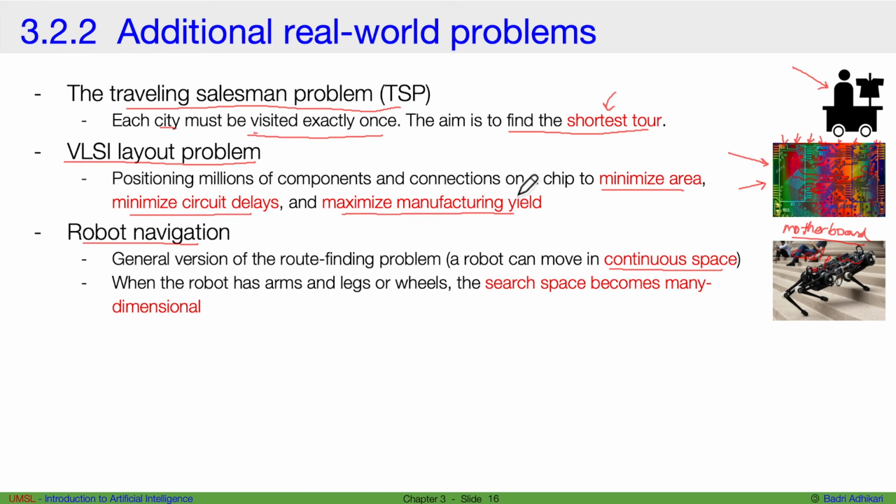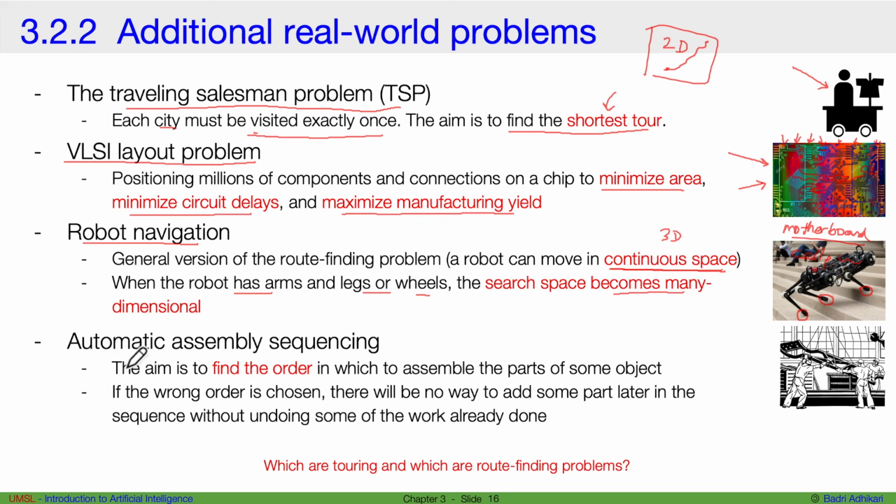The next problem is robot navigation. So far, the route finding problems that we saw are 2D problems. So given this map, we want to find the shortest path between A and B. Robot navigation is a more complicated version of that problem. A robot can move in a continuous space, that is any place in 3D, and the robot has arms, legs, and wheels. That makes the problem many dimensional, because now we have to determine what is the shortest path for each component or each possible movement that the robot can make with its components.